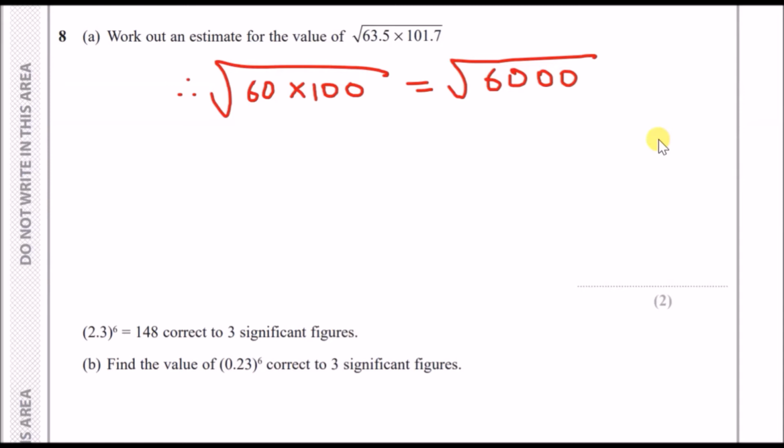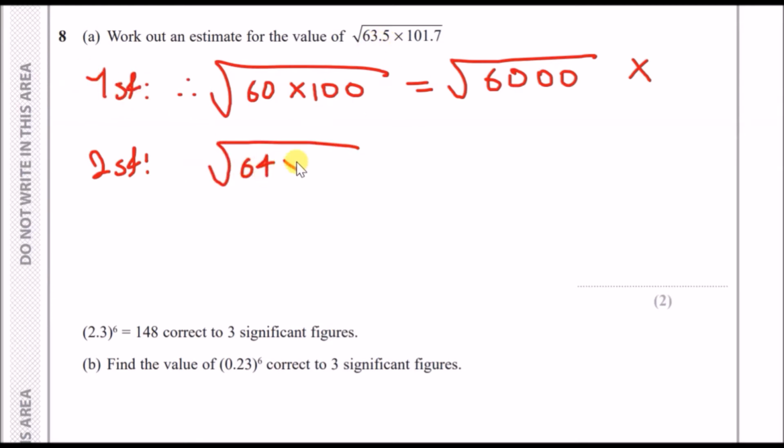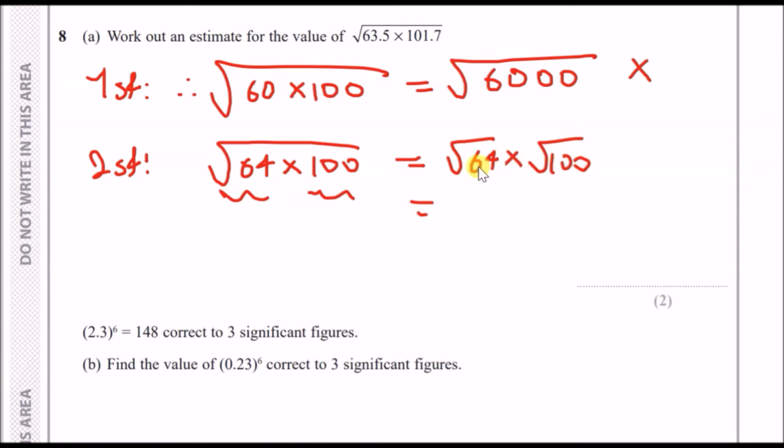So what I will try is, let's try, I don't know, two significant figures, yeah? So let's round to two significant figures. Doing so, you'll see that 63.5 is actually 64. The second one is still 100, and we know what root 64 is. Square root of 64 times square root of 100 is just basically 8 times 10. So that means you should get 80.